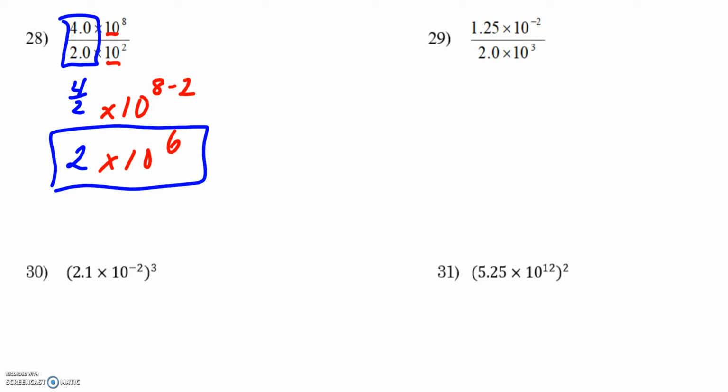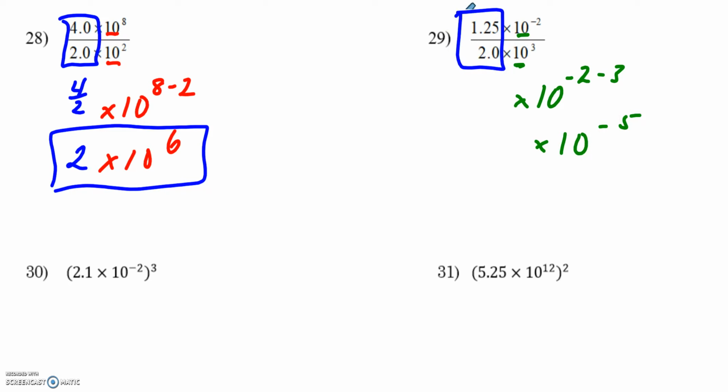29, however, I do have like bases here, and if I subtract my exponents, I'd have 10 to the negative 2 minus 3 power, or times 10 to the negative 5th. But if I look at these unlike bases and treat them as regular numbers, if I take 1.25 divided by 2, I would get 0.625 times 10 to the negative 5th.